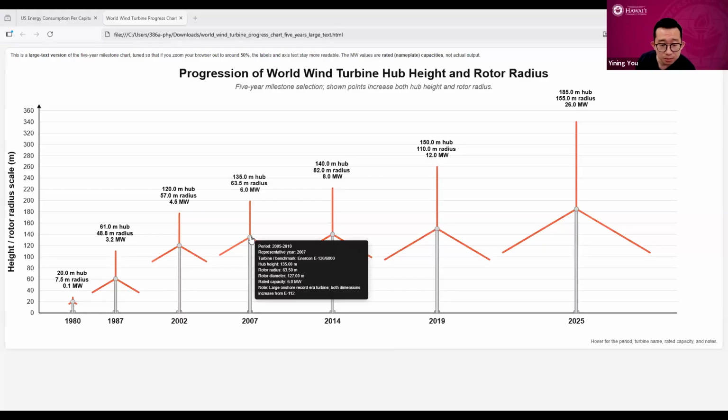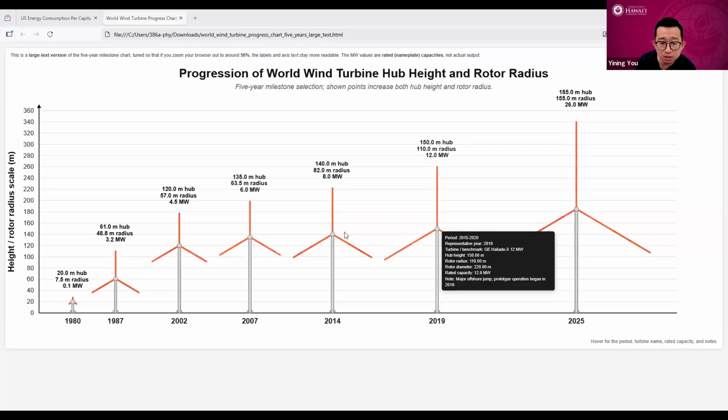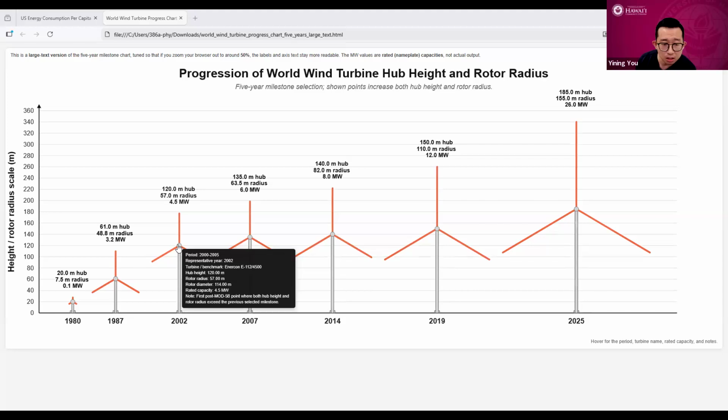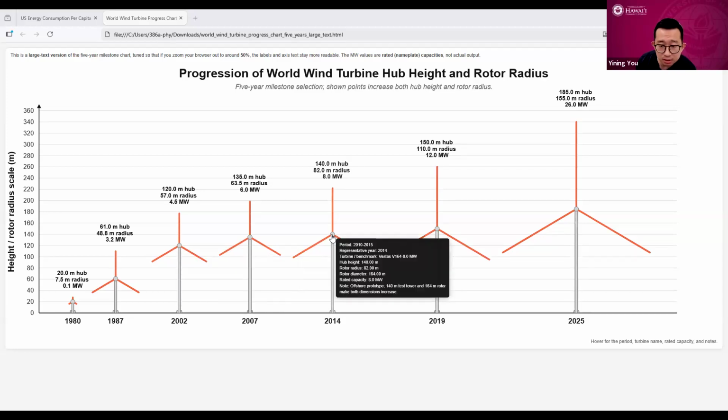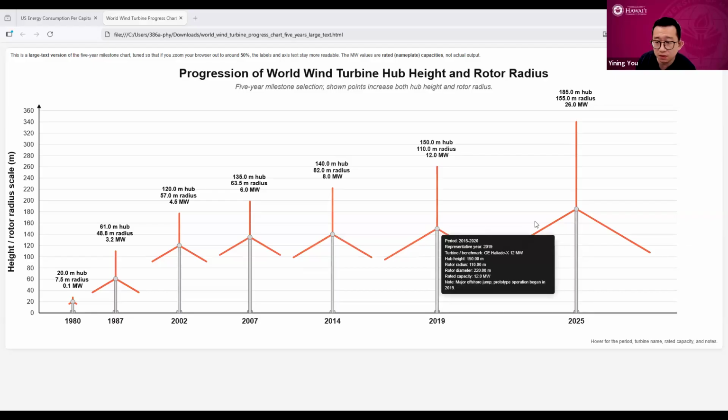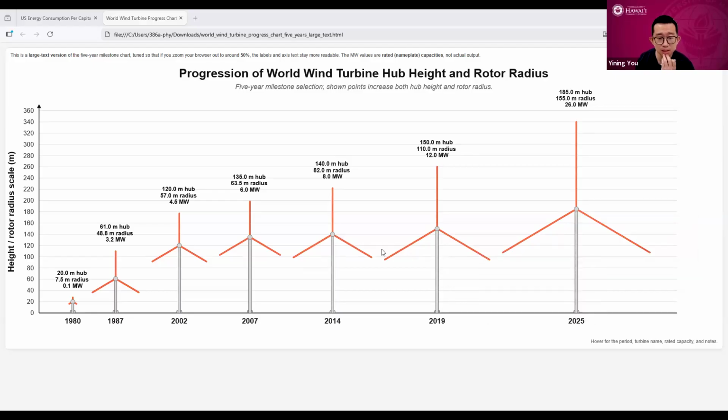Okay, and then the other one is the wind turbine. For the wind turbine rotor radius and hub height, this one can be really interactive. For example, when we hover the cursor over here, we can see the details about the date and the configuration, the benchmark, the name of the turbines. And again, all the data exists. I verified those. I just couldn't verify directly whether those are the best ones within the five years.